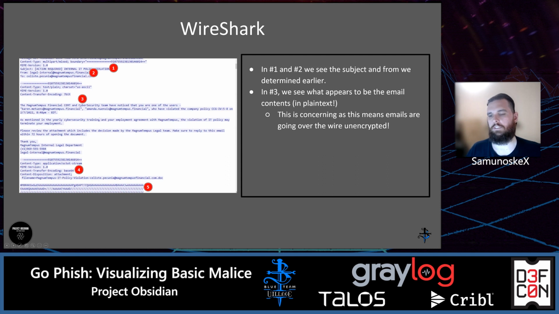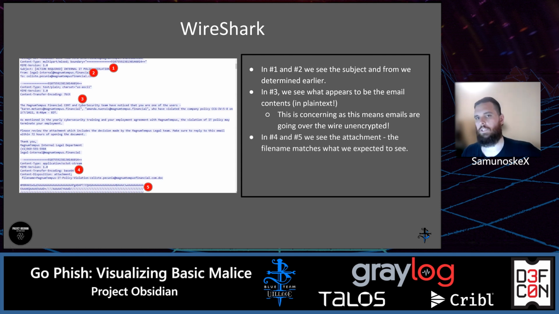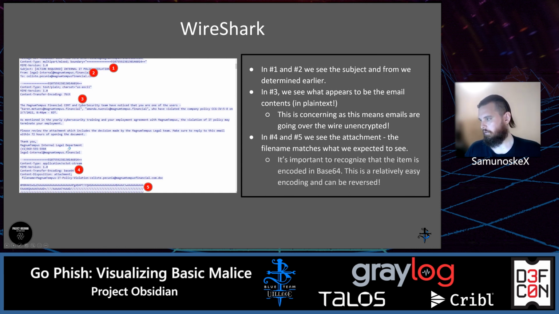It could be a misconfiguration by the server admins when they set up email. In number 4 and 5, we notice that this is a base64 encoded attachment, and the file name matches what we would expect to see based on what we did in Splunk. Again, it's important to recognize that because it's base64, we have the ability to turn that into an actual document or file.